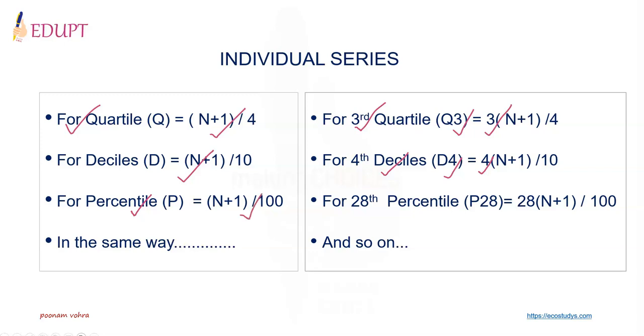If you need to find any other percentile, you need to write that number to be multiplied by (n+1)/100. This is the case of 28th percentile. So you will write P28, 28(n+1)/100 and so on.